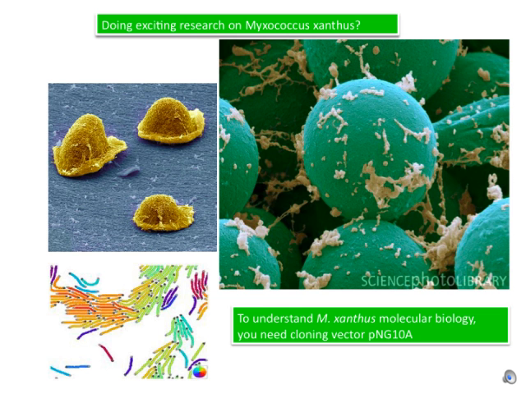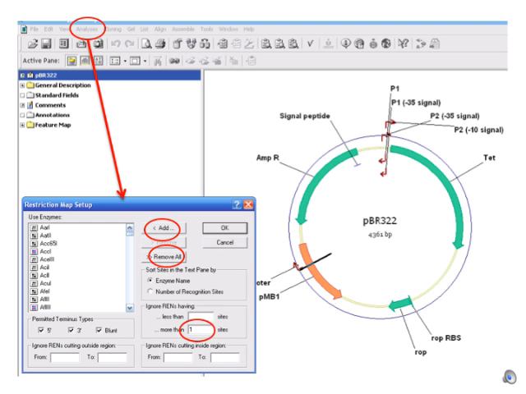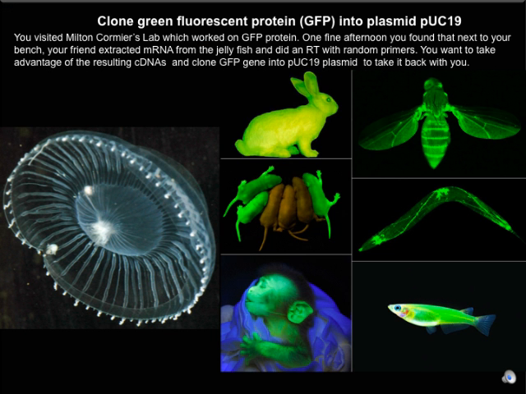Let's imagine that you joined a lab that works on Myxococcus xanthus and find that cloning vector PNG10A is extensively used for its molecular manipulations. We will learn to use softwares to draw plasmid maps and to extensively manipulate them for cloning experiments.